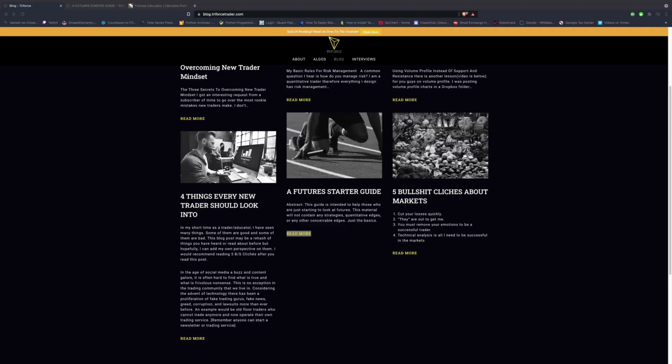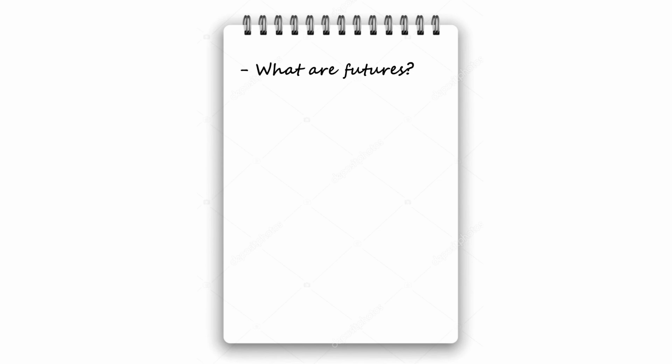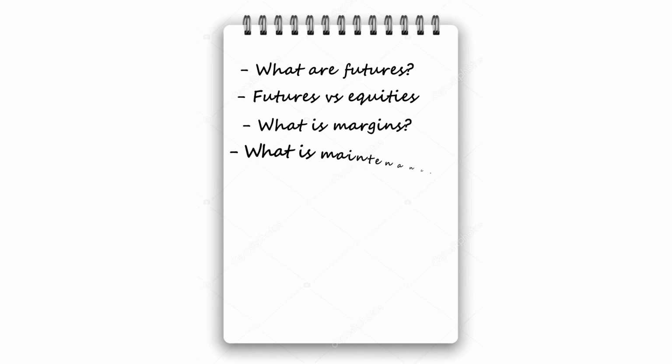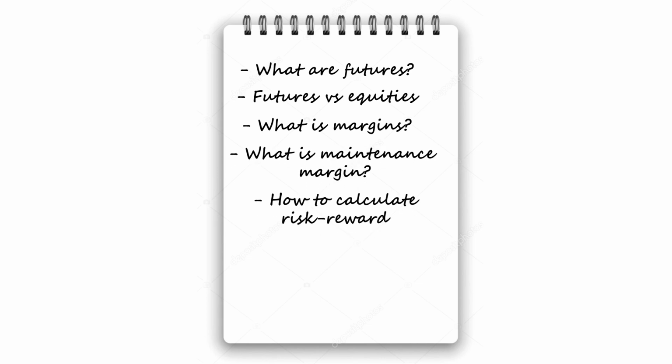The general outline for this video is: what are futures? Similarities and differences between futures and equities. What is margin in the futures market? What is maintenance margin in the futures market? How to calculate the risk reward when you buy and sell a futures contract. For this, we will be using the TradeStation website and danielstrading.com futures calculator to illustrate these points. And last but certainly not least, we will be talking about the advantages of trading futures over equities.